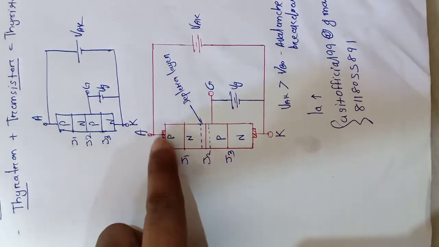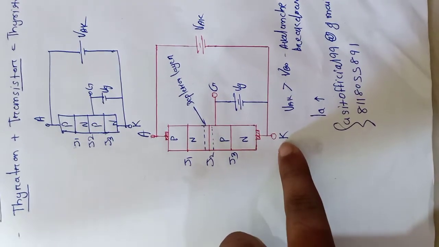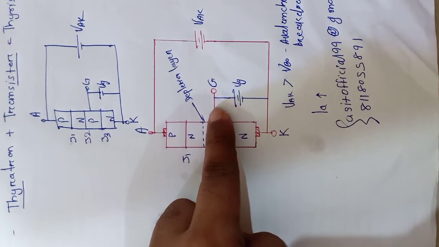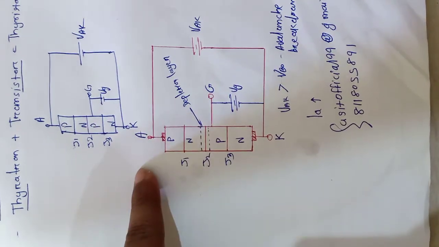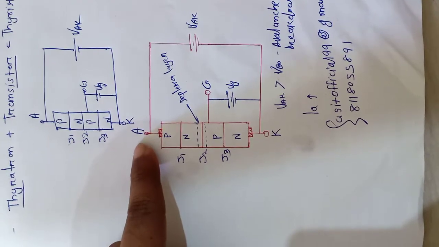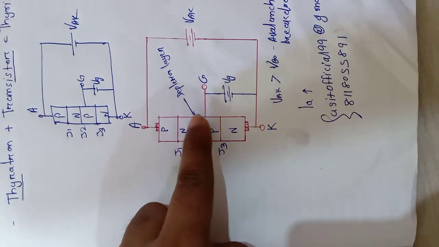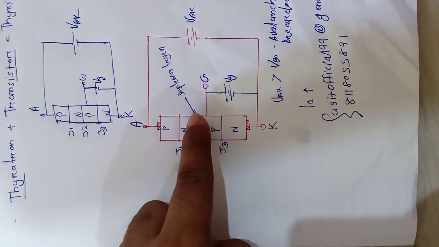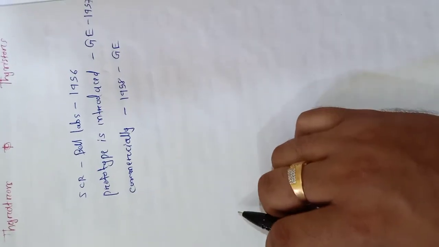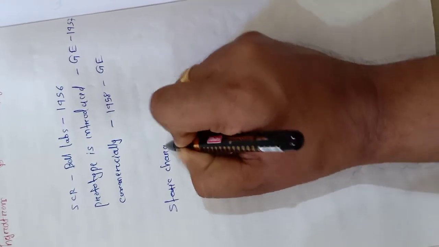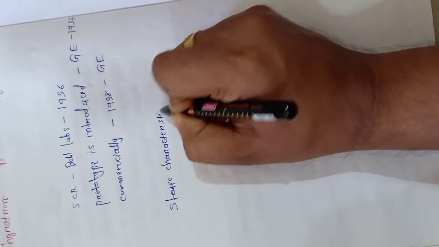So here this is called the anode terminal, this is called the cathode terminal, and this is the gate, and the gate is also called the control terminal of a SCR. This is the positive terminal or anode, this is the negative terminal or cathode, and this is the control terminal, also called the gate. So now we will learn about static characteristics of a SCR.